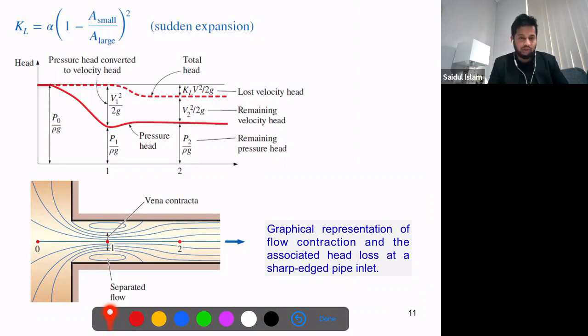This is what we discussed actually earlier. You already know this formula from the previous slide, and we know this theorem here. It becomes this narrow section. We say this is the vena contracta. The flow becomes highly turbulent in this section and there is low pressure in this section. This is the graphical representation. So this figure and this figure are the same. Look, these are the flow contours, and this is a graphical representation of how the pressure head and the total head are changing.